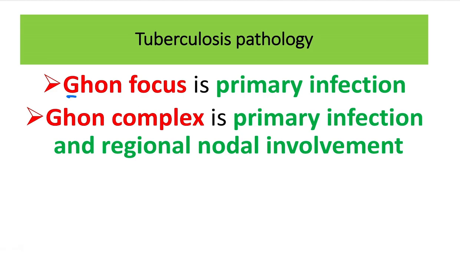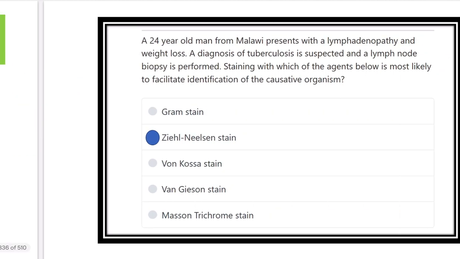And these 2 points, one is the Ghon focus, another one is the Ghon complex. So what is the Ghon focus? When the primary infection occurs in the lungs. And what is the complex? When it also involves the lymph node. So when the primary infection is present in the lung with nodal involvement, it is the Ghon complex. And when it is only present in the lung parenchyma, then it is known as the Ghon focus.